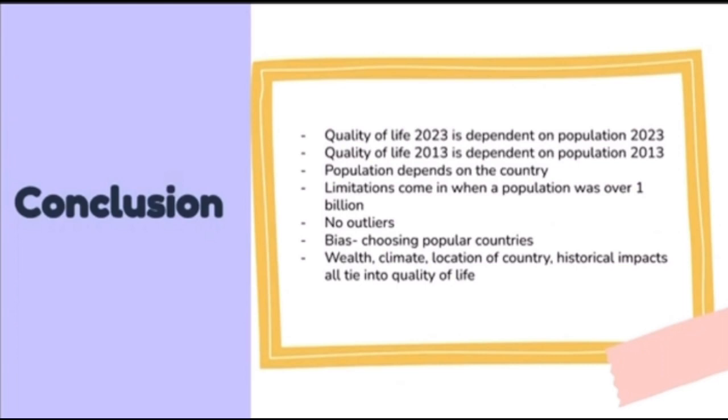In conclusion, we found that the quality of life in 2023 is dependent on the population of 2023 and as well with 2013. The population depends on the country and where it's located. Limitations come in when a population was over 1 billion. We didn't have any outliers. Bias occurred when choosing popular countries as opposed to countries that not many people knew about. Wealth, climate, location of country, and historical impacts all tie into the quality of life index.